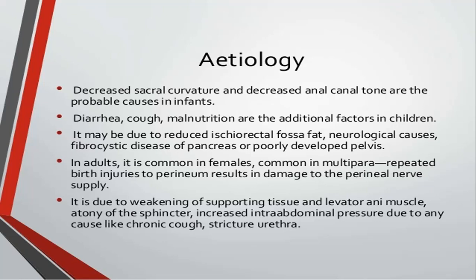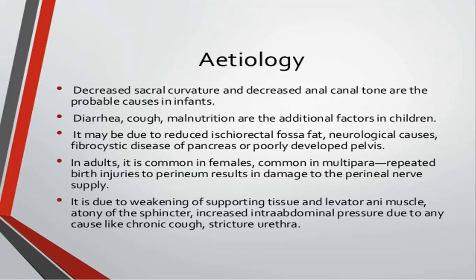Malnutrition is because of lack of protein and fats. You know about the fats and the proteins. These are factors that maintain the tone of the whole body. If you decrease the nutrition, you are basically decreasing the tone of the body. So malnutrition is an additional factor. But the main causes in infants are decreased sacral curvature and decreased anal canal tone. These are the two main factors.